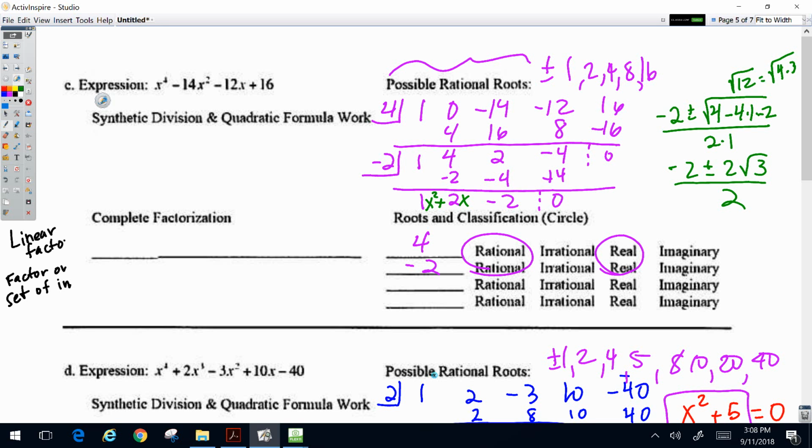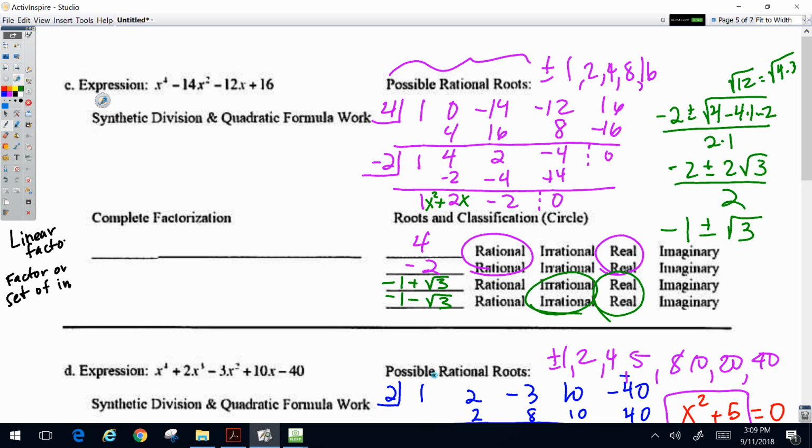What do you notice about that? A 2 will come out of everything. So what it simplifies to is negative 1 plus or minus root 3. So my other 2 are negative 1 plus root 3 and negative 1 minus root 3. Now these are both real. If you look at the graph, it crosses the x-axis 4 times. The number of times it crosses is the number of real roots. These are both real, but they're not rational. What are they? Irrational.